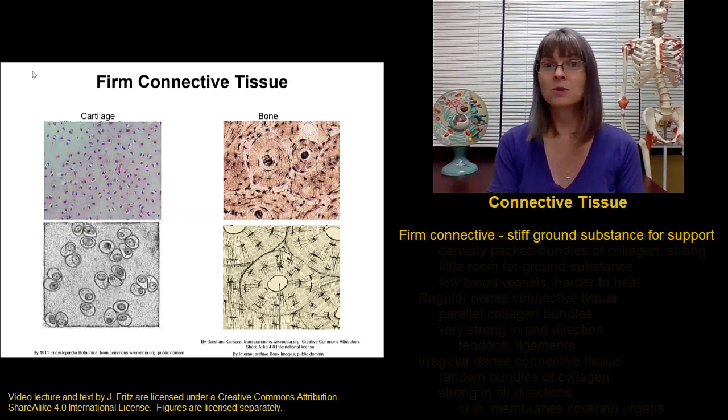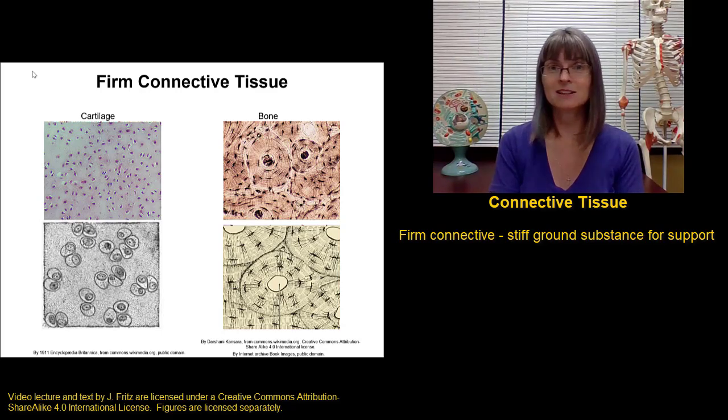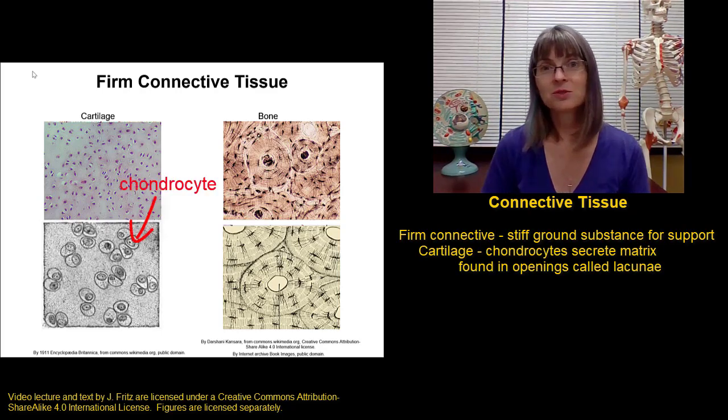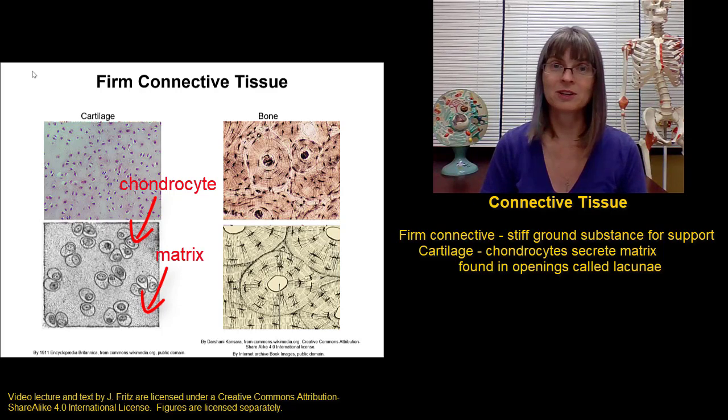Cartilage and bone are also types of connective tissue. Cartilage and bone both have a stiffer ground substance than we find in other connective tissues, and that allows them to provide a lot of strength to organs. The cells involved in cartilage are called chondrocytes. These chondrocytes create a stiff extracellular matrix.